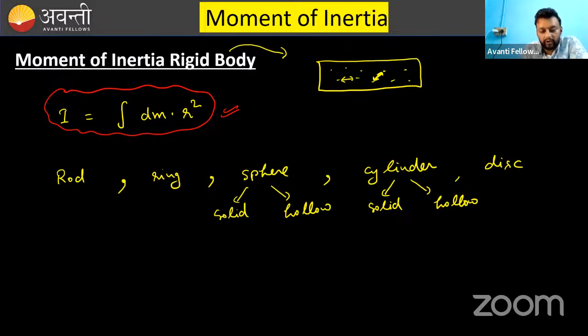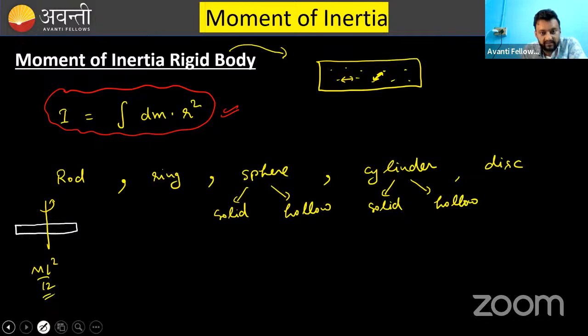If I talk about a rod, this is a rod. You listen to me. They should be remembered. And what is the axis? The perpendicular bisector. Then the moment of inertia will be ml square by 12. Clear? About which axis should be remembered, that is about the perpendicular bisector.